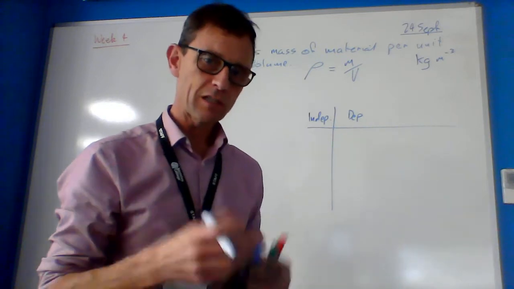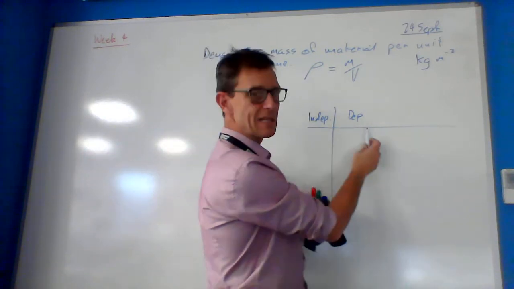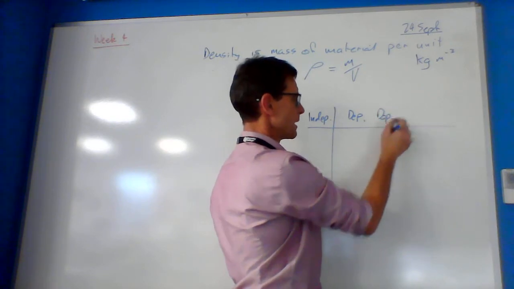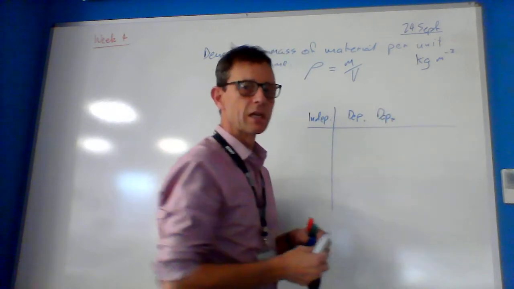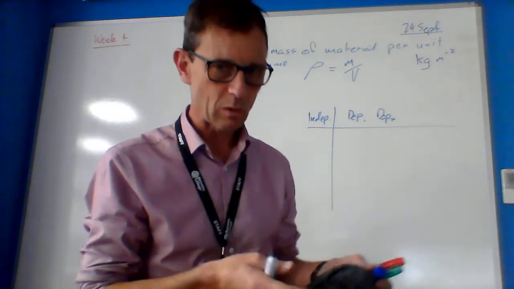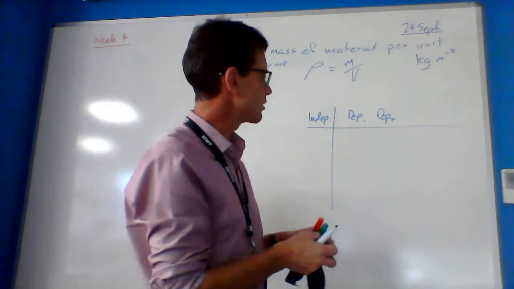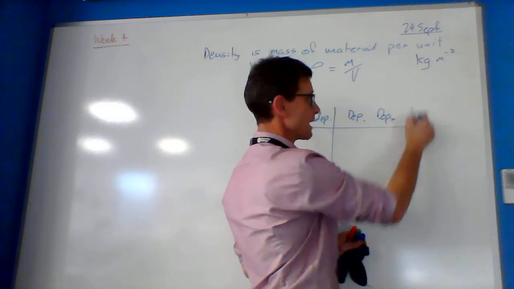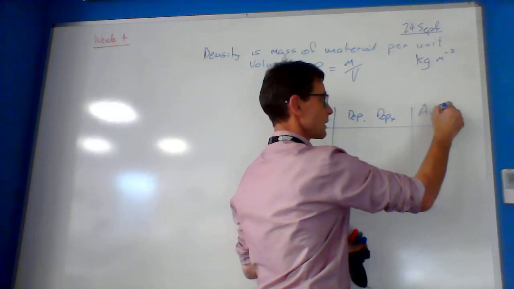Normally, in a lot of difficult experiments, we will then repeat that. So we'll call it dependent 1, dependent 2, whatever it may be. It might be length 1, length 2, length 3, distance moved 1, distance moved 2, etc. So we need the proper titles. And then at the end, we'd have our average. Okay.